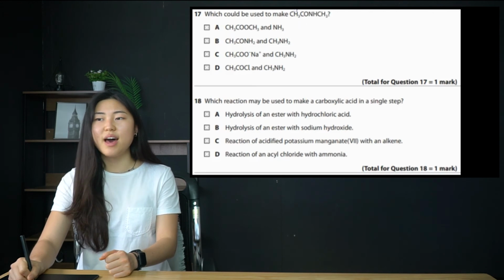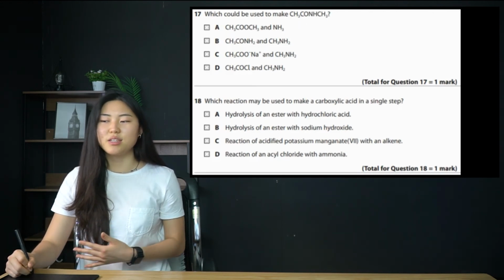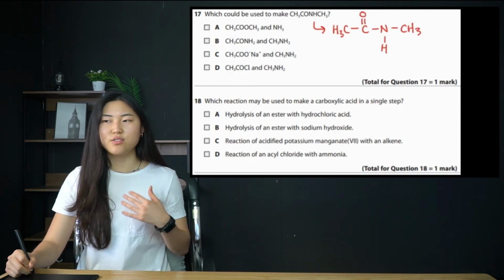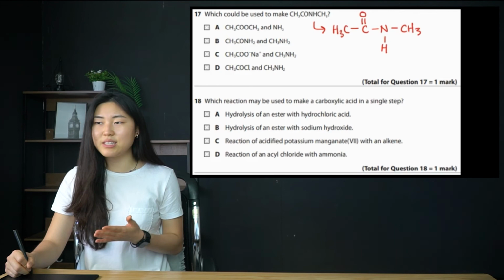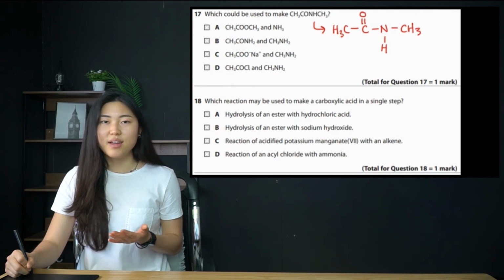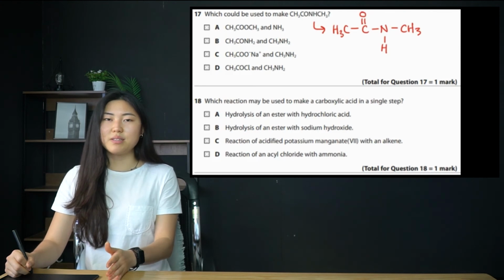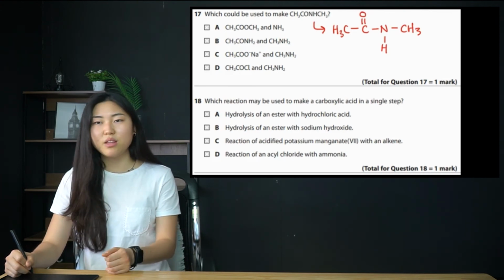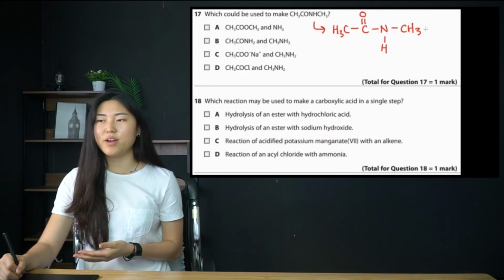And 17, which could be used to make CH3CONHCH3. If you just read that, it's a little bit difficult to figure out what that actually is. So it's better to just draw it out, okay? Draw it out and you can see that this is an amide, okay? Meaning that for an amide to form, you basically need a carboxylic acid and an amine. In this case, it should be a primary amine, right?